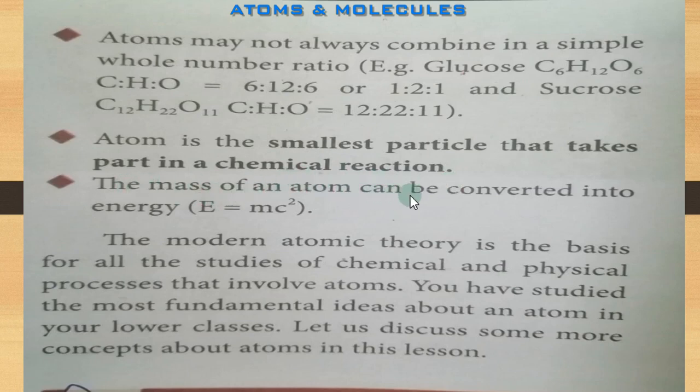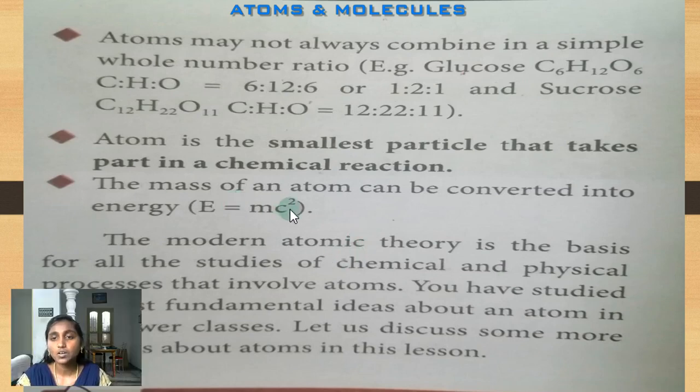The mass of an atom can be converted into energy. According to the Einstein equation, you all know the Einstein equation. What is the Einstein equation? E is equal to mc square. Here E means energy, m is mass and c is the speed of light. Here the mass of an atom means the weight of the atom. According to the Einstein equation, mass is converted into energy, so the mass of an atom is converted into energy.